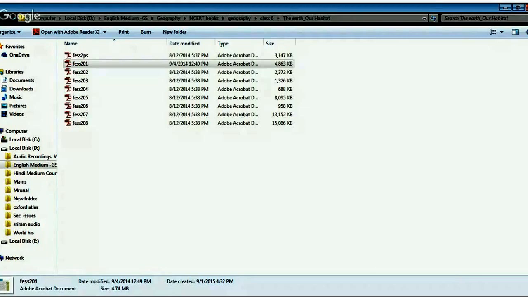And I was telling you the trick to remember all the planets is: my very efficient mom just served us nuts. So M for Mercury, then V for Venus, Earth, Mars, Jupiter, Saturn, Uranus, Neptune.